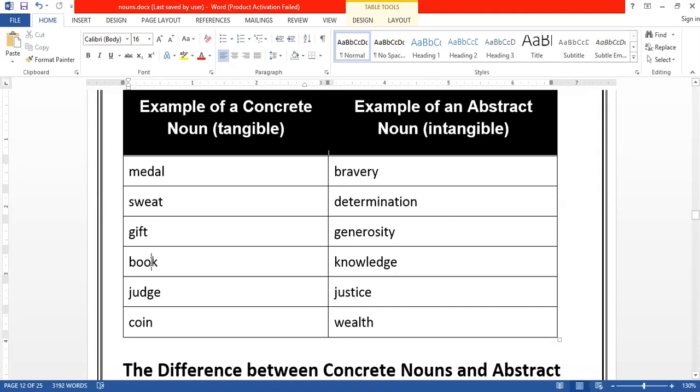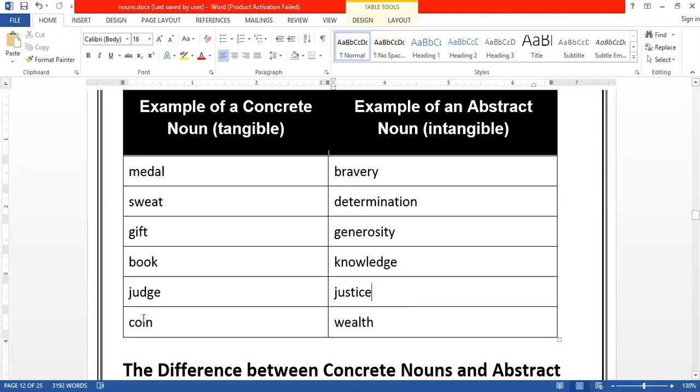Like book, can you see a book? Book is a concrete noun because we can see it and we can touch it. But knowledge is what? Knowledge is an abstract noun. Why? Because that noun, knowledge, we cannot see, we cannot touch, clear? Judge, can you see a judge? A judge can be seen, it's the name of a person, but we cannot see justice. Justice is an abstract noun.